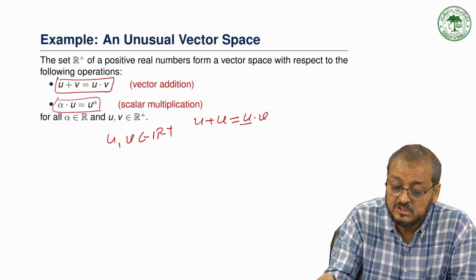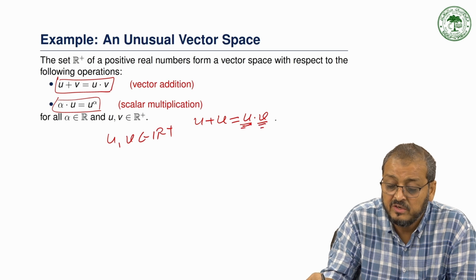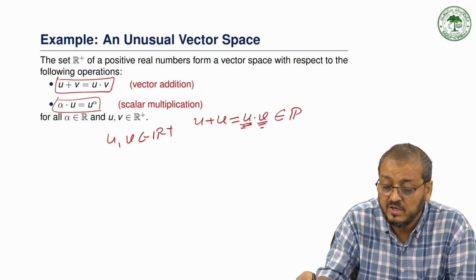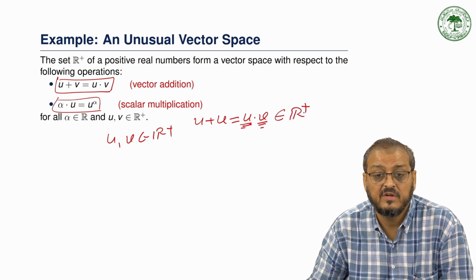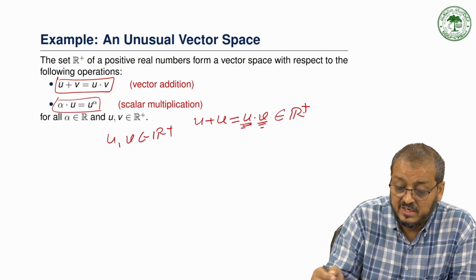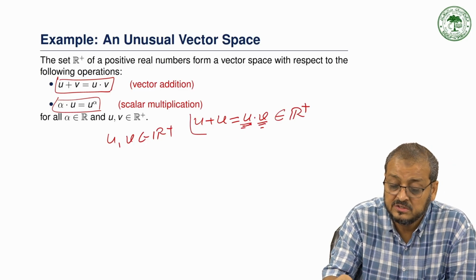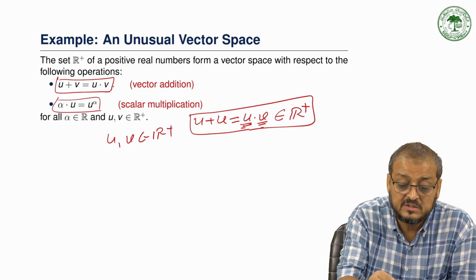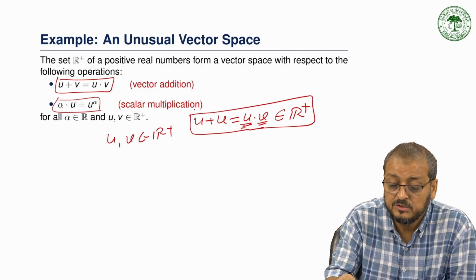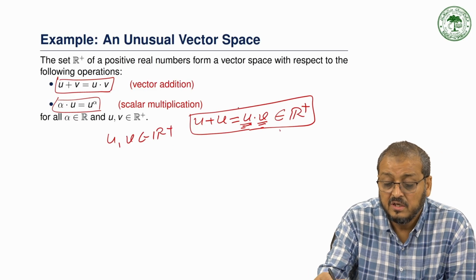This is a positive real number, and this is a positive real number, and if we multiply two positive real numbers, the result is again a positive real number. So we can say that if we take the sum of two elements, this is clearly closed under vector addition. So this means two vectors under addition are closed.